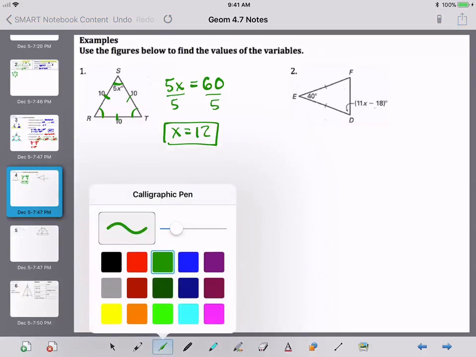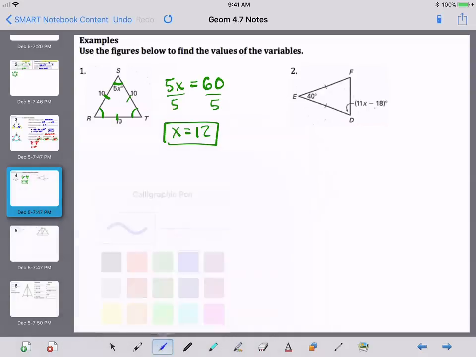Then in example 2, we have an isosceles triangle. Notice EF is congruent to ED. So if that's true, we know D and F are congruent. I'm going to call those y, because x is already used. And then I'm going to figure out how many degrees y is.